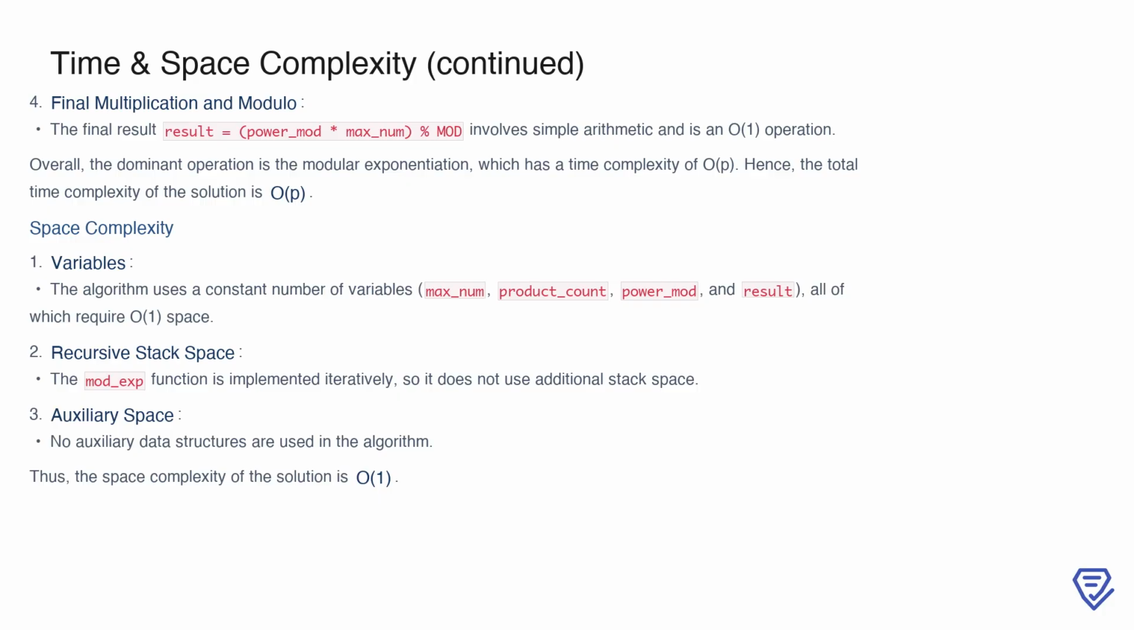Now, turning to space complexity, the algorithm uses only a constant number of variables, including max_number, product_count, power_mod, and result, all of which require O(1) space. Additionally, the mod_exp function is implemented iteratively, meaning no extra stack space is consumed. There are also no auxiliary data structures used in the algorithm. As a result, the space complexity of the solution is O(1).